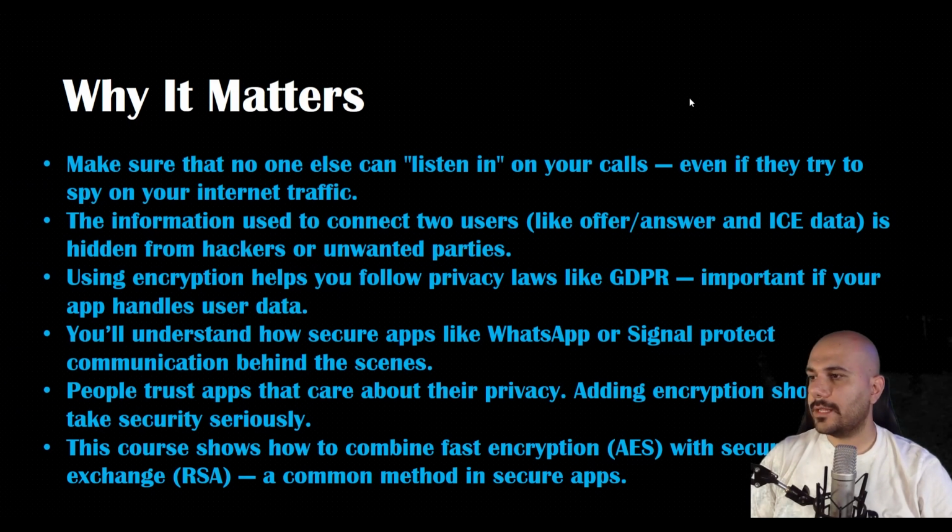Now why does it matter? Because we have to make sure that no one else can listen in on your calls, even if they try to spy on your internet traffic. The information used to connect two users, like the offer, the answer and ICE candidates, is hidden from hackers or unwanted parties. Using encryption helps you follow privacy laws like GDPR, and it's important if your app handles user data, of course. And then you'll understand how secure apps like WhatsApp and Signal protect user communication behind the scenes. People trust apps that care about their privacy, of course, and adding encryption shows you take security seriously.